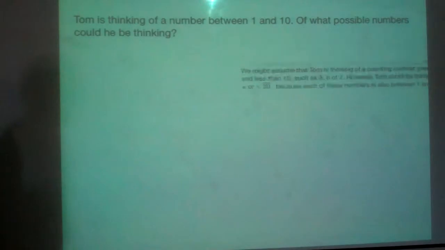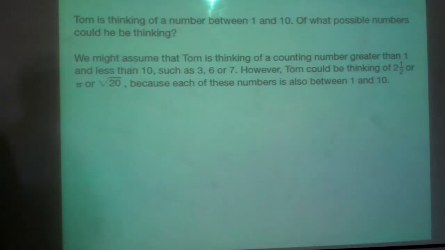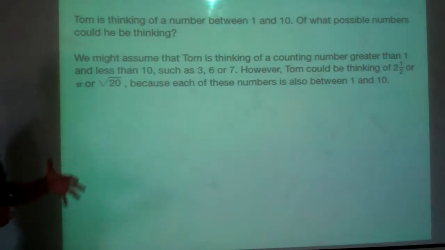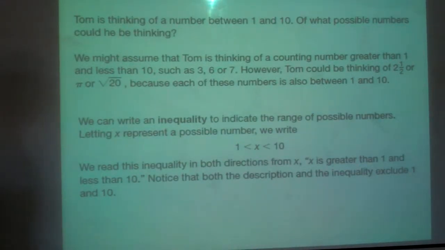But there are actually many different types of numbers between 1 and 10. Actually, there are an infinite amount of numbers between 1 and 10. So, for instance, like they say here, we could assume he's thinking of a counting number. However, he could be thinking of 2.5, or pi, or the square root of 20, because all of these numbers are also between 1 and 10. So how do we even show, or begin to even think of, all the possible numbers that could be between 1 and 10? Well, we can write an inequality to indicate the range of possible numbers.